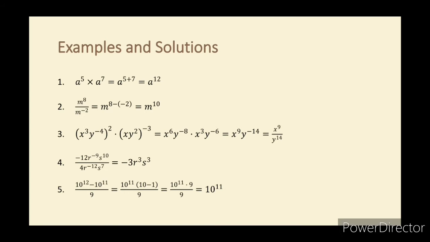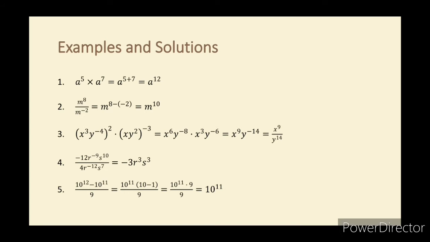Number 3. (x to the power of 3, y to the power of minus 4) to the power of 2 times (x y squared) to the power of minus 3 equals x to the power of 6 y to the power of minus 8 times x to the power of 3 y to the power of minus 6 equals x to the power of 9 y to the power of minus 14 equals x to the power of 9 over y to the power of 14.